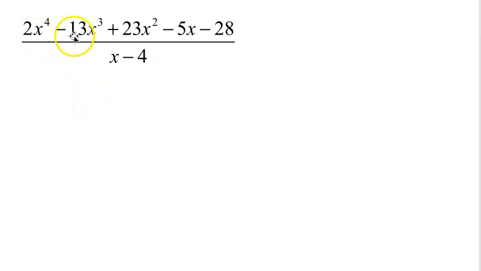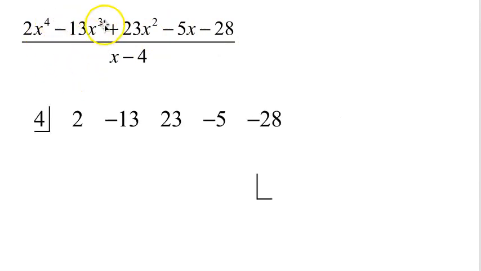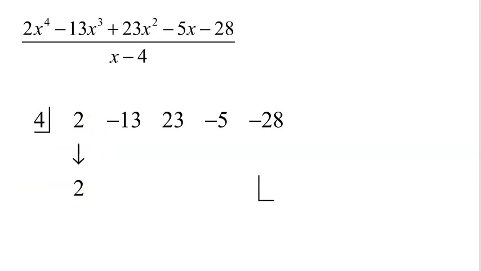Coefficients of 2, negative 13, 23, negative 5, and negative 28. Nothing is missing, x to the fourth, x to the third, x squared, x, constant. If something is missing, we've got to put in a 0. First thing we do is we bring the initial coefficient down to the third row, and then multiply. 4 times 2 is 8. 8 goes in this slot. Negative 13 plus 8 is negative 5. 4 times negative 5 is negative 20.